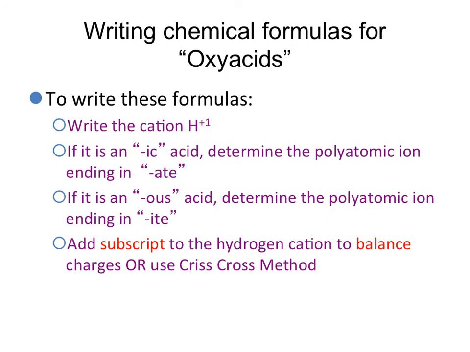To write a chemical formula for an oxyacid, we'll do the same technique. We'll write the cation, H+. We'll then look to see if it's an ic acid or an ous acid. If it ends in ic, we'll replace it with ate and then identify the polyatomic ion and its charge. And if it ends in ous, we'll replace it with ite and identify the polyatomic ion and its charge. We'll add subscripts to the hydrogen cation to balance the charges or use the crisscross method.